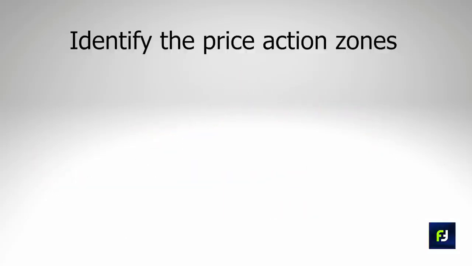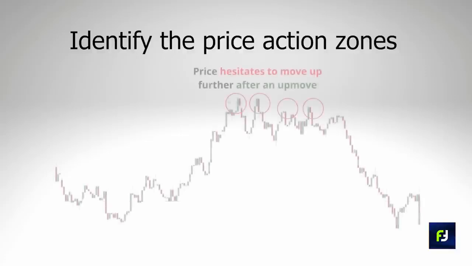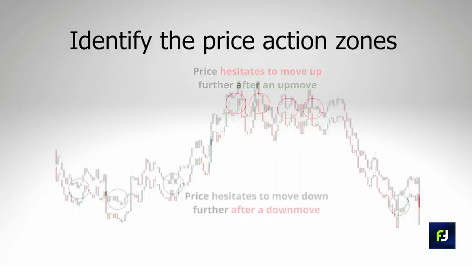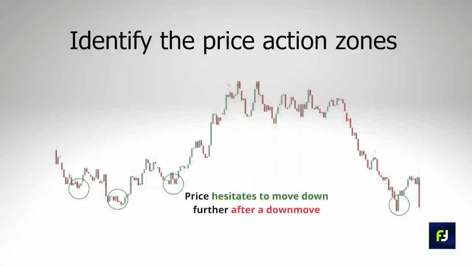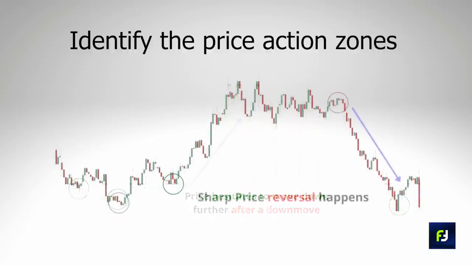Just to give you better clarity, you can identify a critical level when the price has displayed at least one of the following behaviors. That is, number 1, the price hesitates to move up further after a brief up move. And number 2, the price hesitates to move down further after a brief down move. And finally, number 3, when sharp reversals occur at a particular price point. These are some of the ways you can figure out the price action zones.